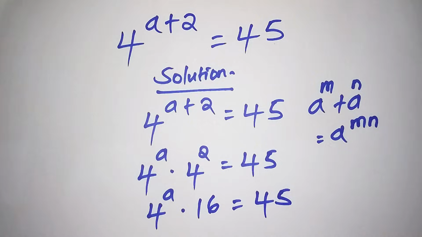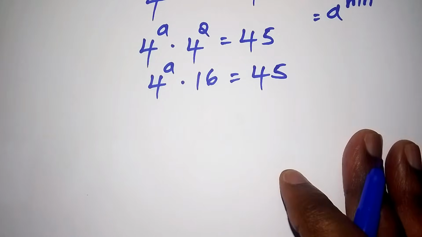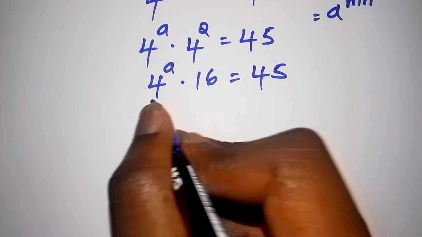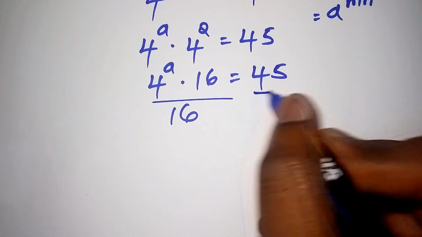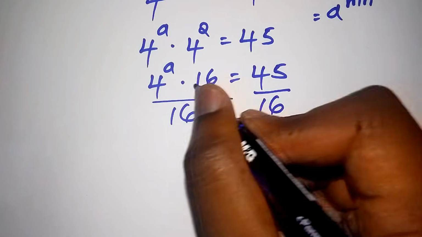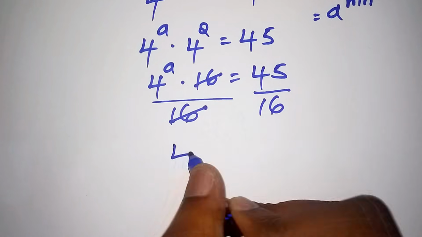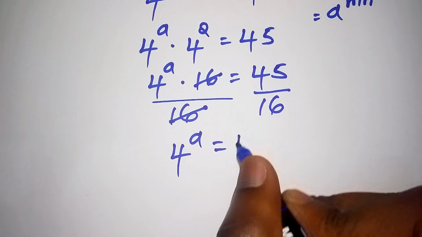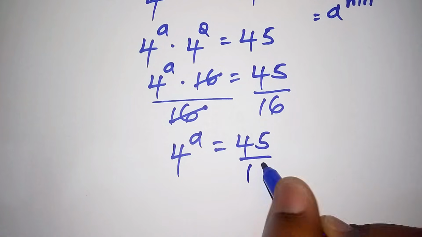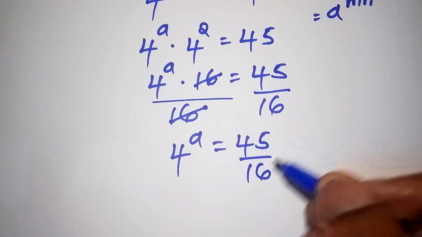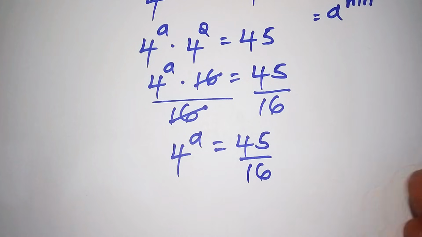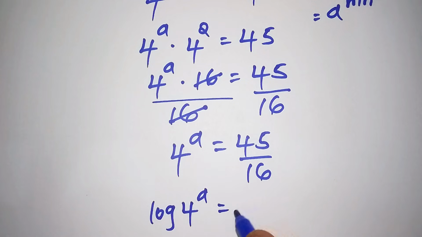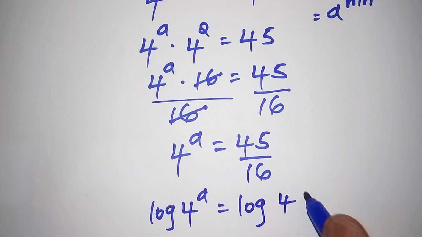So how do we remove this 16? The best solution is to divide both sides by 16. So divide by 16, then divide by 16. So 16 by 16 shall cancel. Now 4 to the power of a is equal to 45 all over 16. The next part you need to do is to convert everything into the log. So we shall have the log of 4 to the power of a is equal to the log of 45 all over 16.